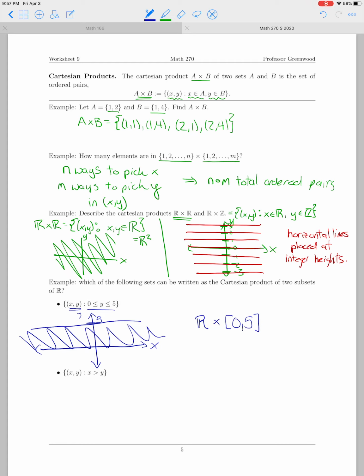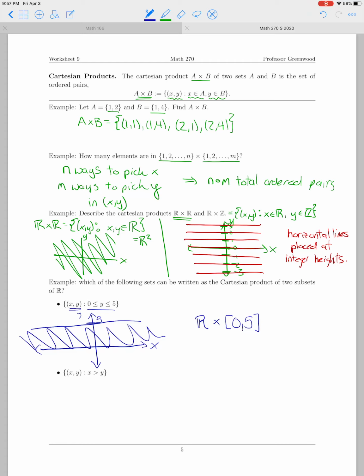And in general, it'll turn out to be the case that Cartesian products are typically the union of finitely many rectangles. Although it turns out that the rectangles can't interact in weird ways, and you'll see more about that in some of the problems in this worksheet later.